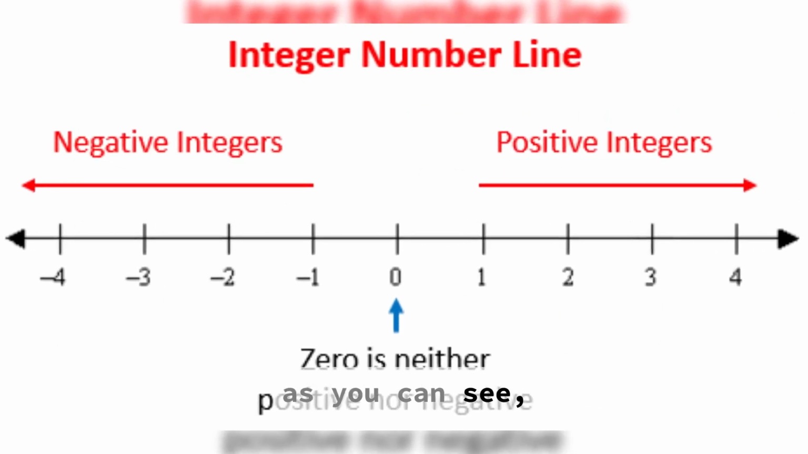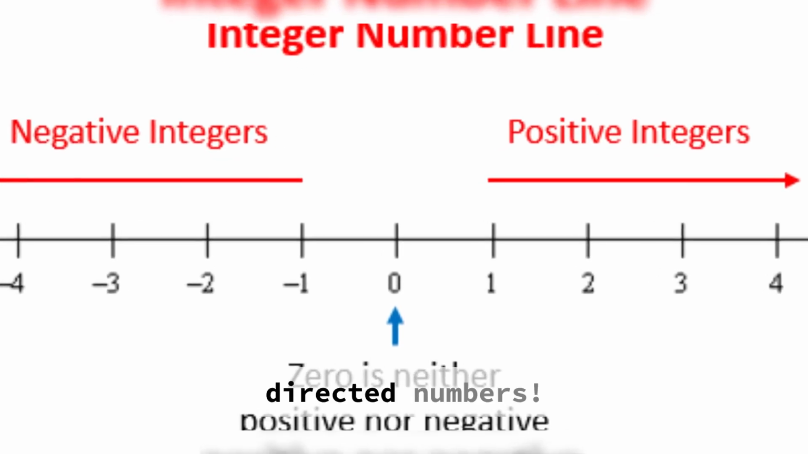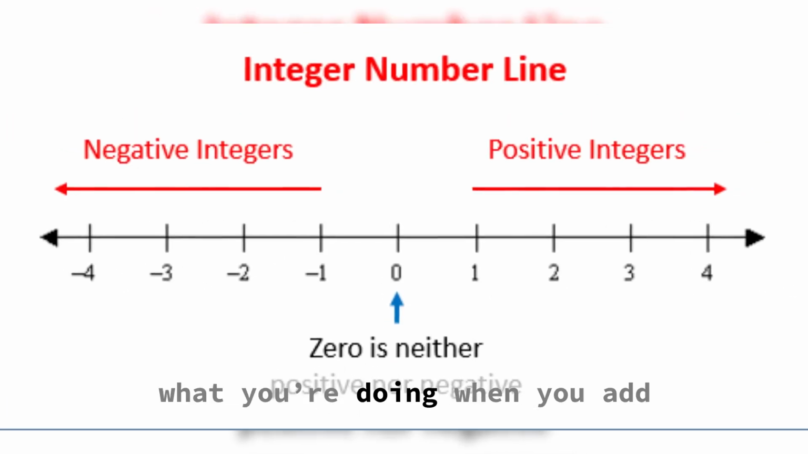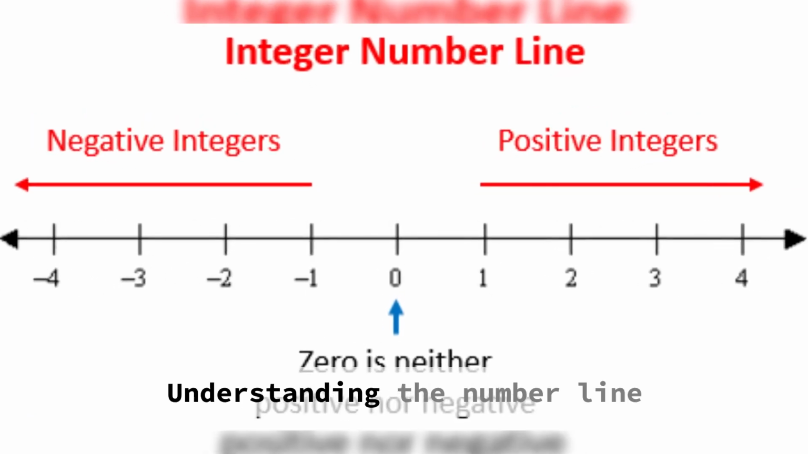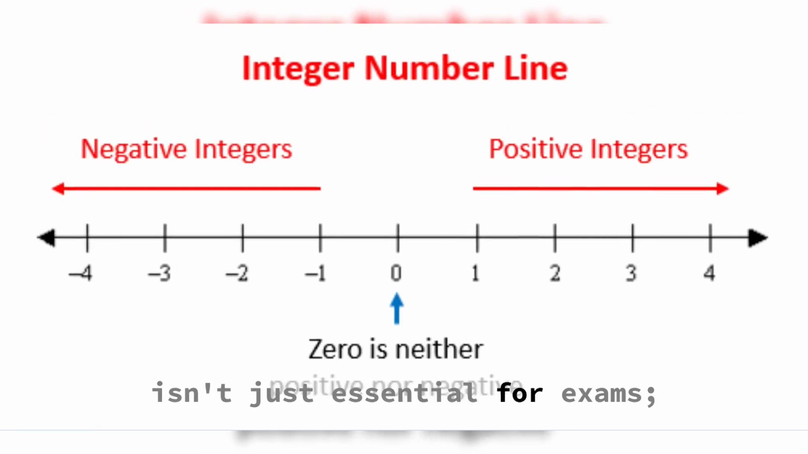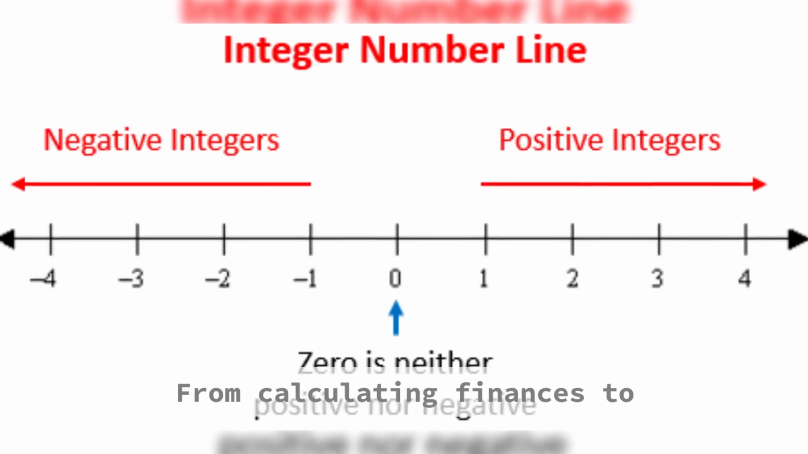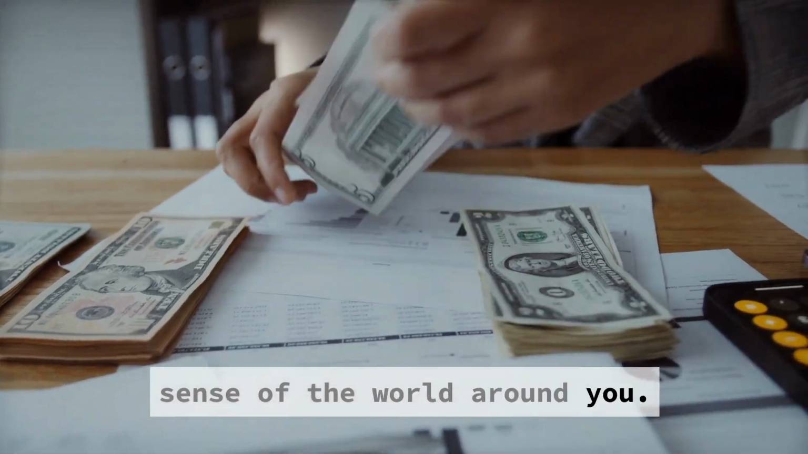So, as you can see, a number line can be a very useful tool when solving equations involving directed numbers. It provides a visual way to see what you're doing when you add or subtract positive and negative numbers. Understanding the number line isn't just essential for exams, it has practical applications in real life. From calculating finances to understanding temperature changes, the number line helps you make sense of the world around you.